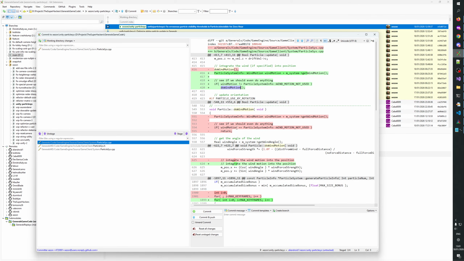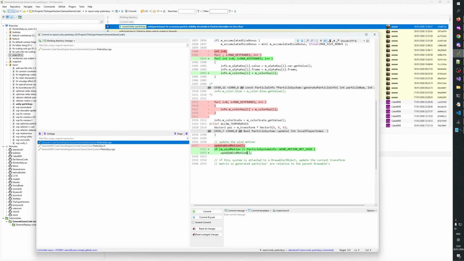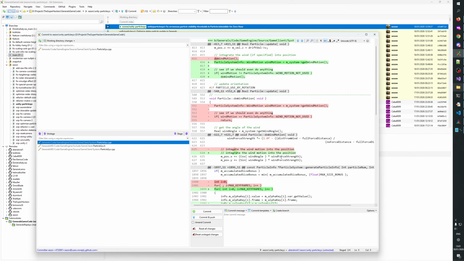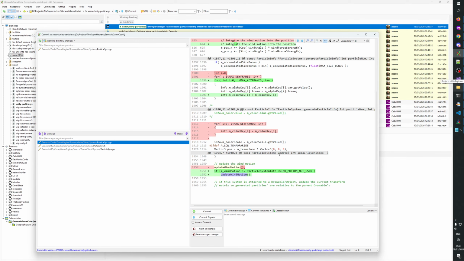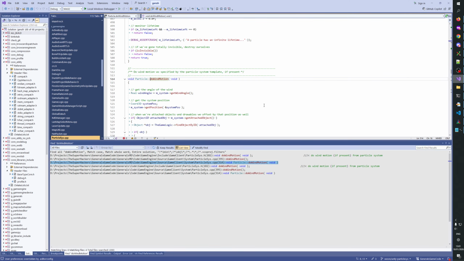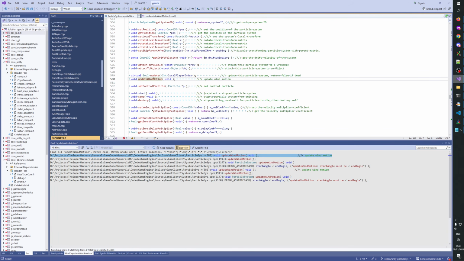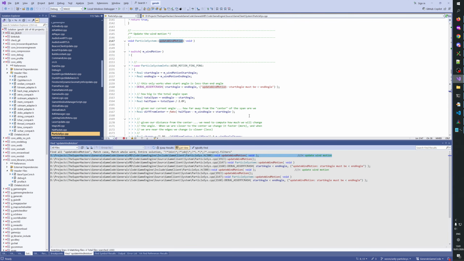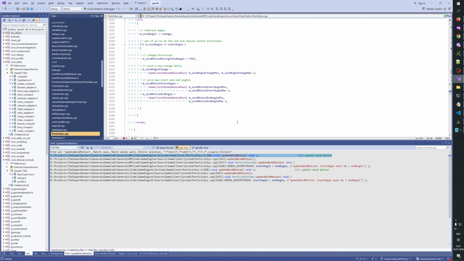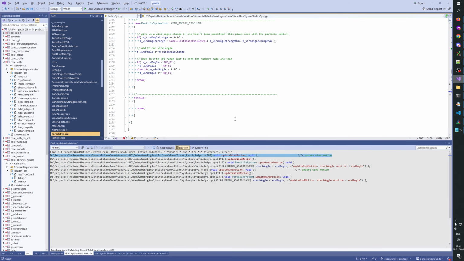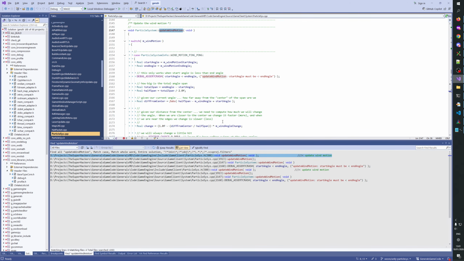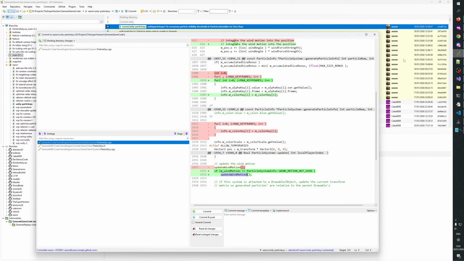Aha. So previously, aha, it did update wind motion previously. It previously did update wind motion, even though it wouldn't actually render it. Wind motion. I see.